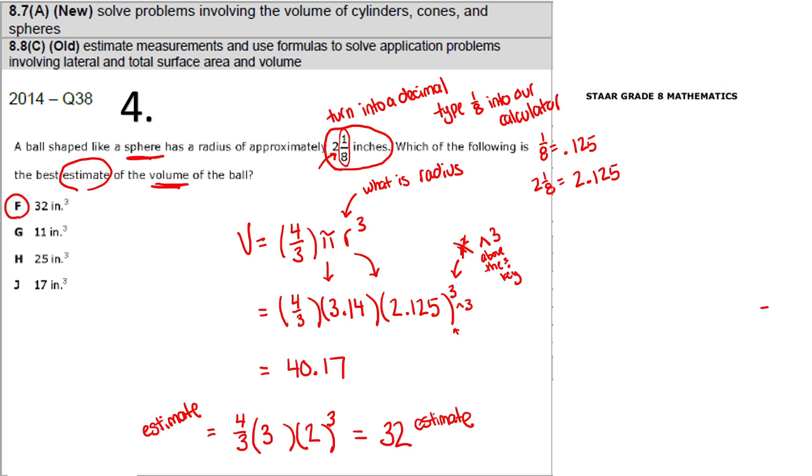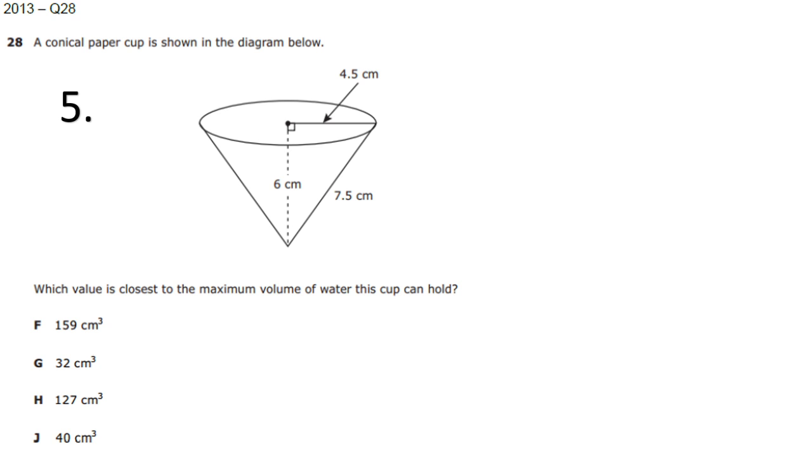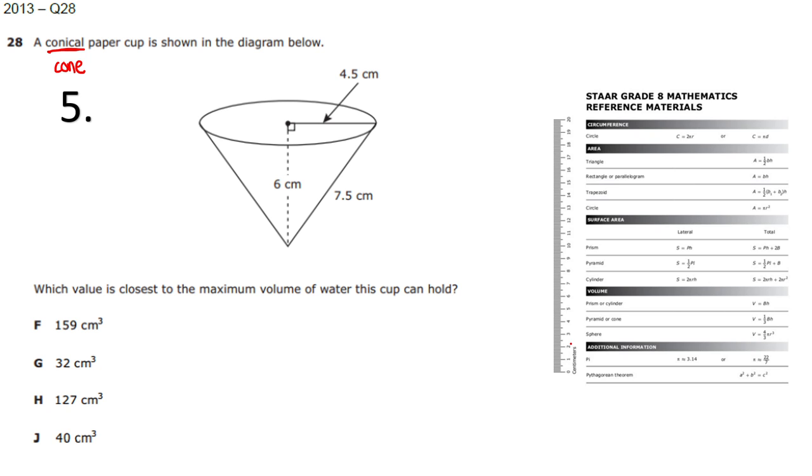Okay, next question. This time, we want to know what type of shape. We have this weird looking word right here, but this just means cone. Anytime you see something that looks like an ice cream cup, that is a cone. Think of an ice cream cone. So let's look at our math chart. We see cone right here. So we have to use the equation.